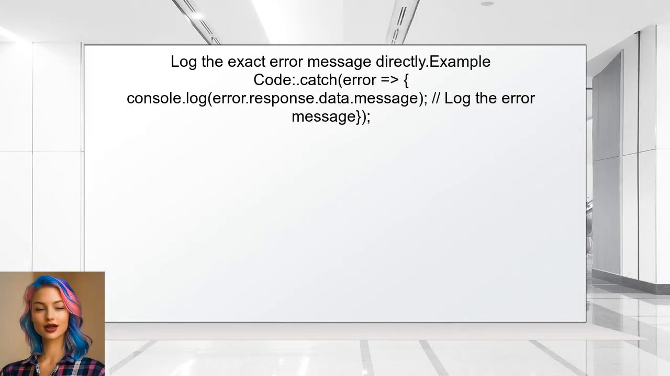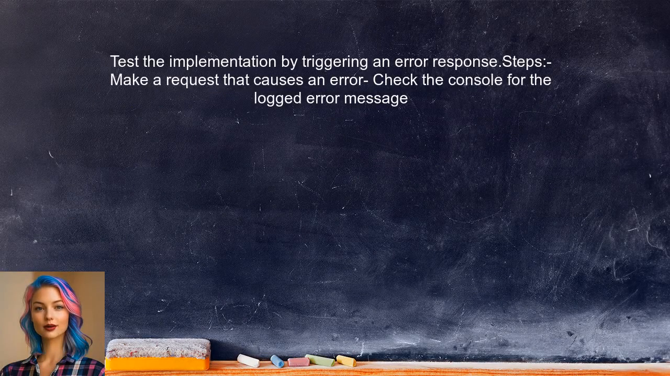Now, to log the exact error message, the user should modify their catch block to log the message directly. This can be done by referencing the appropriate property in the error response. Finally, the user should test their implementation by triggering an error response from the server. This will allow them to see the error message in the console.